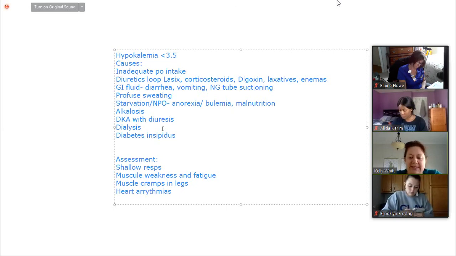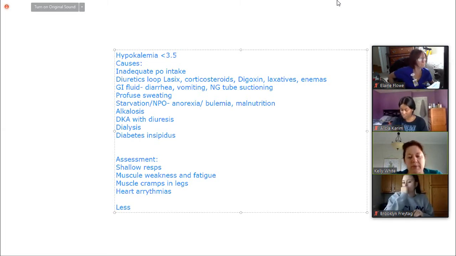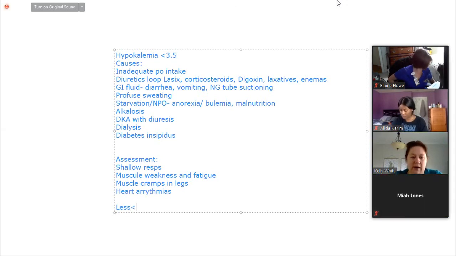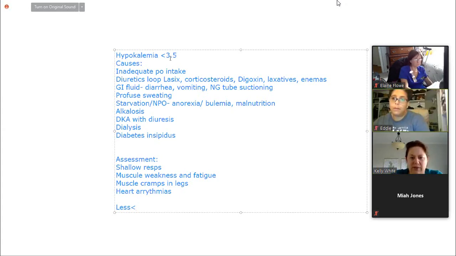Now, I will say that if you have a patient that has a 3.5 or a 3.3 potassium level, they're probably not going to see any cardiac effects. Some folks have to mute their phones. I'm doing it now. Okay.